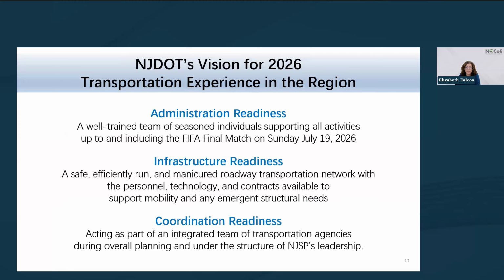Having highlighted the feasibility study component checklist, let me set the stage for our FIFA planning. Our Assistant Commissioner of Operations, Chris Weintel, is the department's lead for FIFA-related activities. What you see here is the department's vision for the 2026 transportation experience. We're focused on 3 levels of readiness: administration readiness, where our people are trained and ready to support all activities; infrastructure readiness, where our road network is safely and efficiently run and we've got all people and contracts in place to support mobility and any emergencies that come up. And lastly, coordination readiness.